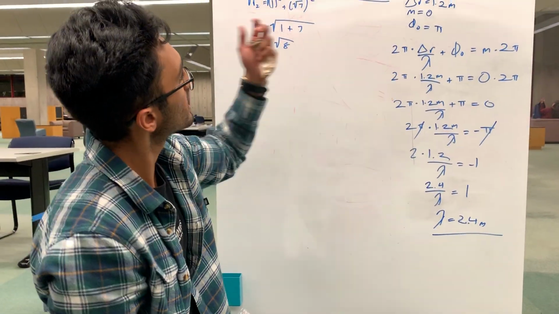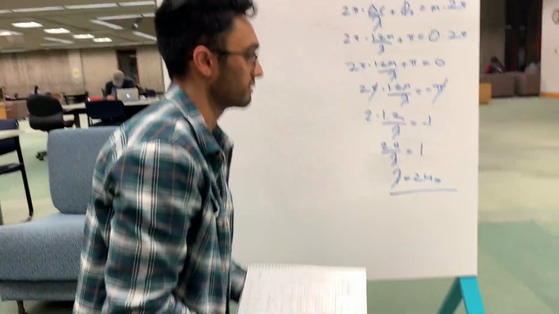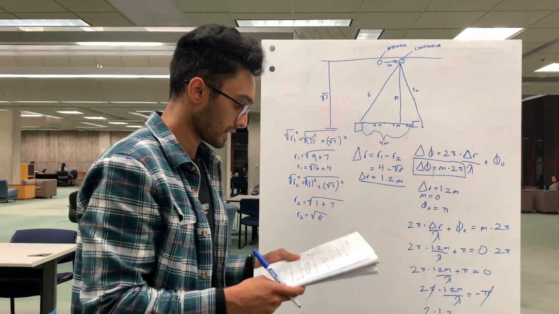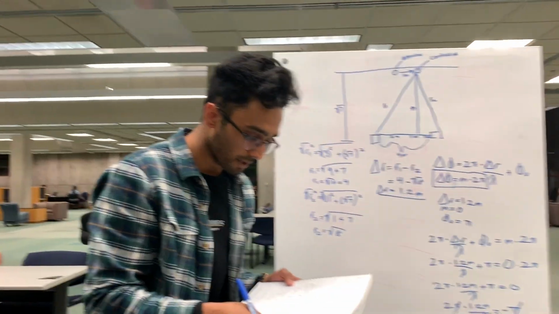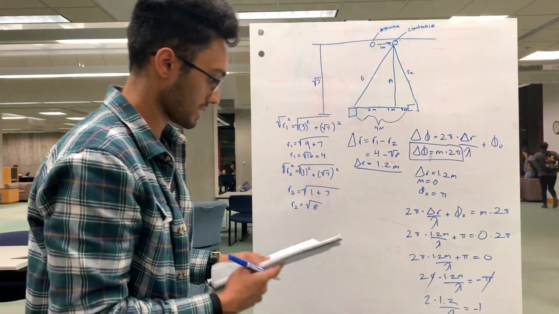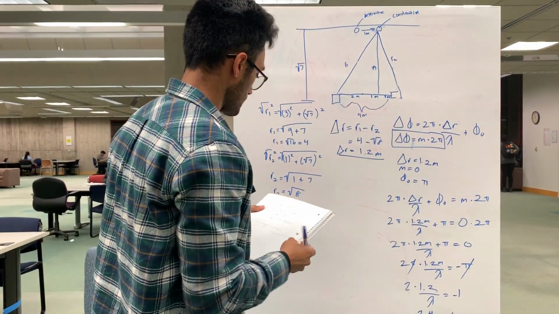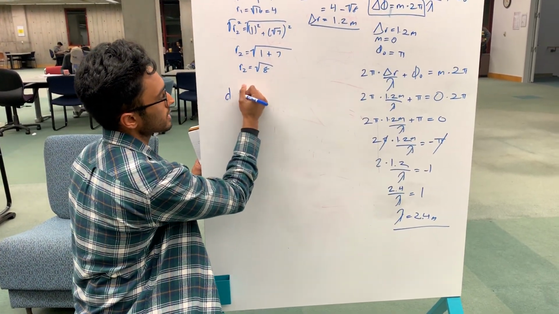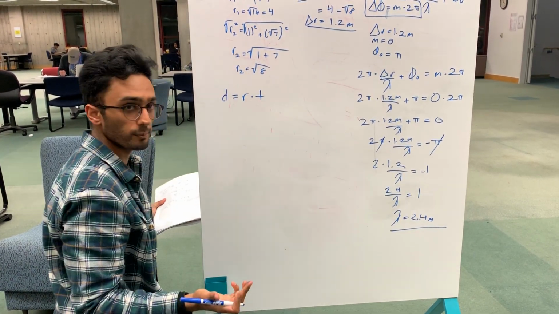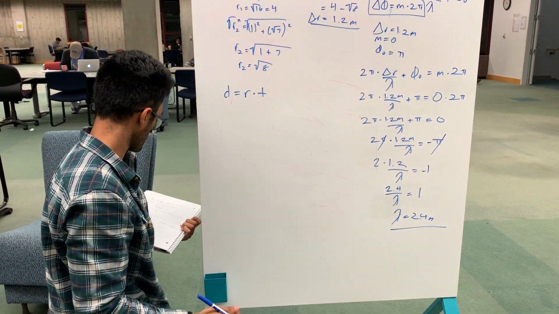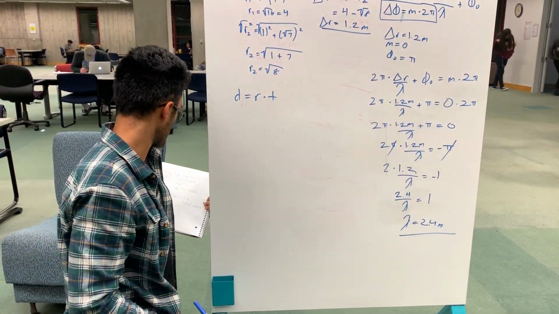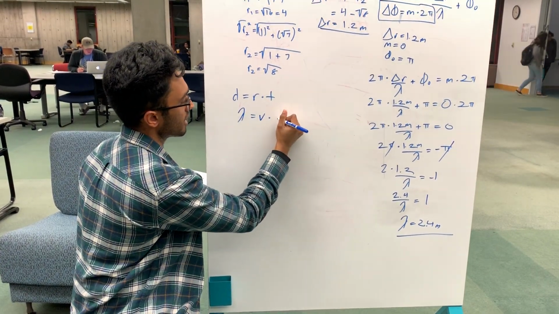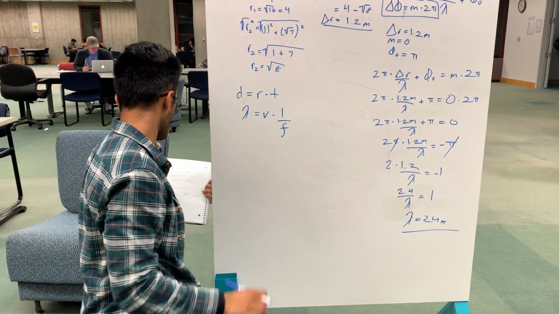So we've essentially gone from the change in R to finding the wavelength, and the last thing we have to do now is relate the wavelength to the frequency, and then we'll be good. For the last part, we're going to use this relationship right here: distance equals rate times time. Pretty simple. Applying that to waves, we have wavelength equals velocity times period.